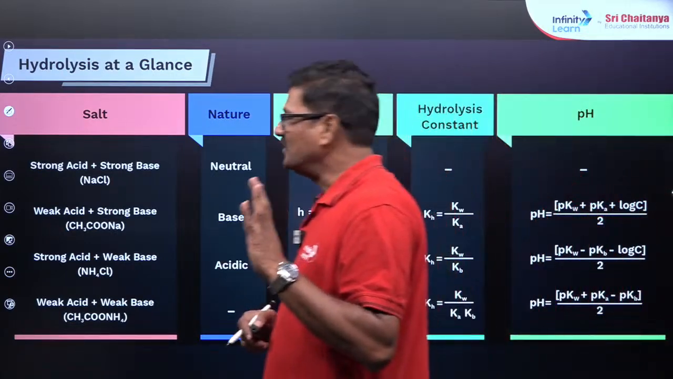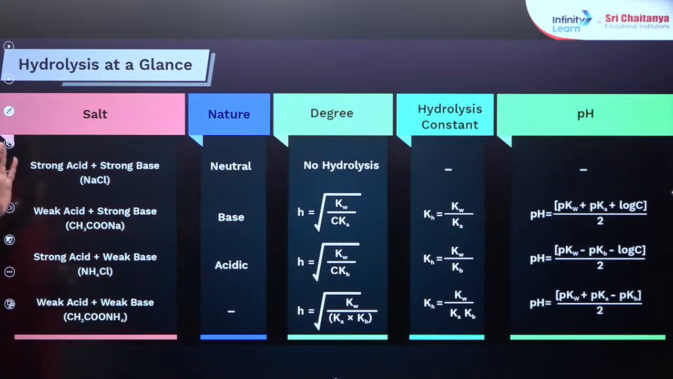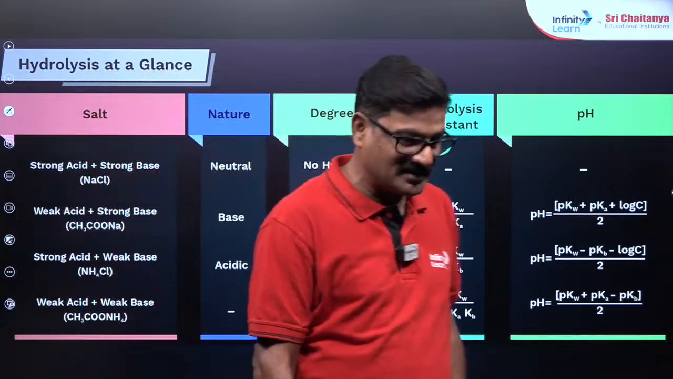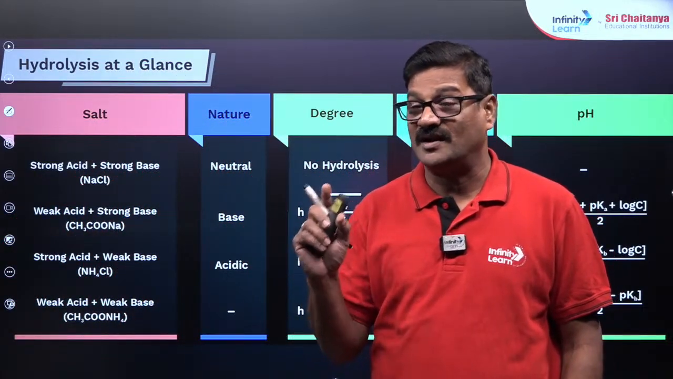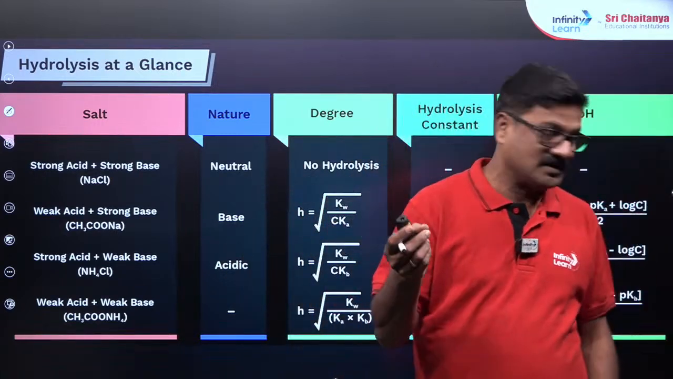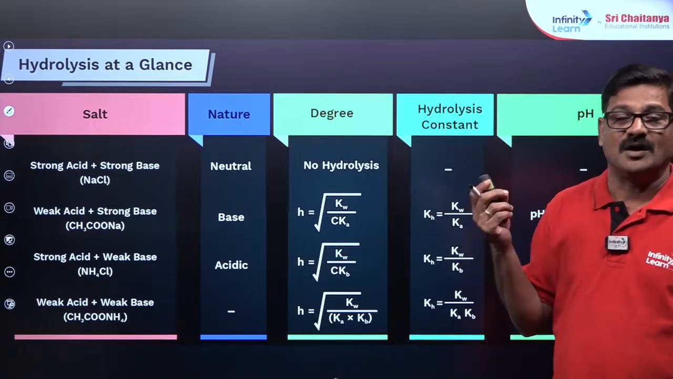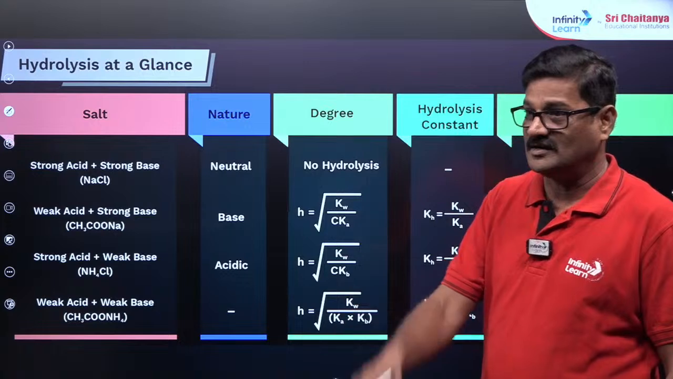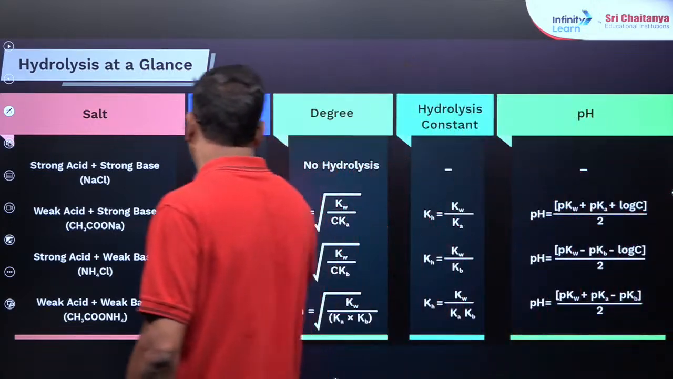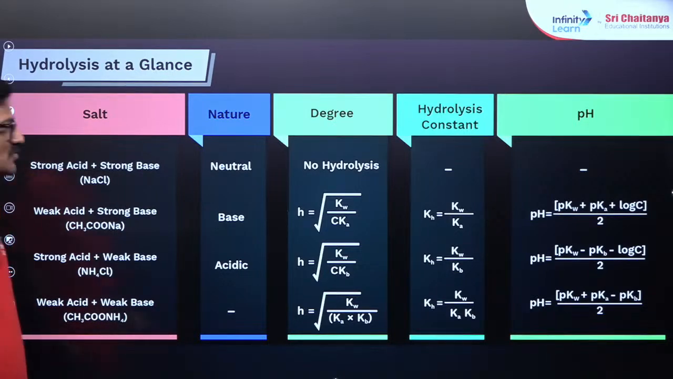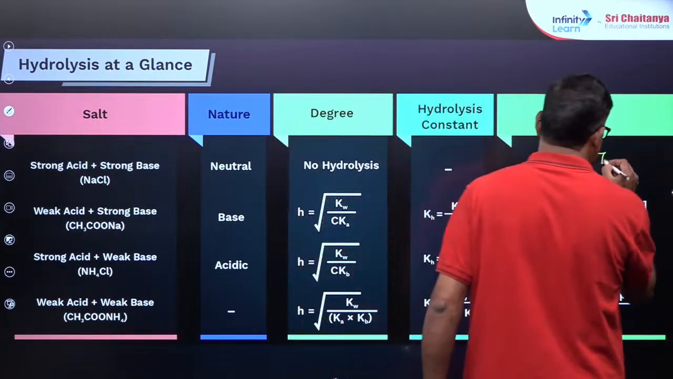Hydrolysis at a glance. You have various types of salts. You can see strong acid and strong base salt, sodium chloride is an example. In carbonated compounds, how to deal with it? Stick to chemical bonding. If you are good at chemical bonding, ionic bond, covalent bond, how the bonds are formed and everything, you will be good at that domain. Coming to its nature, it is neutral, no hydrolysis takes place, and pH is, of course, 7.